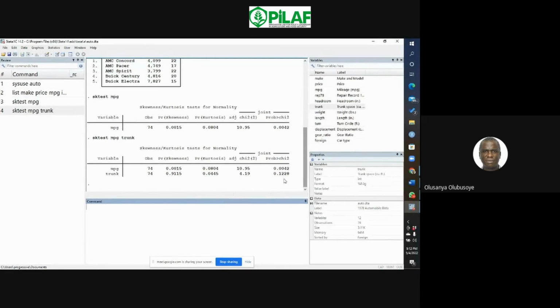But the opposite is the case for trunk. You will see that the p-value is bigger than the alpha level that we have chosen, 0.05. And when that happens, we cannot reject the null hypothesis. And therefore, we conclude that trunk is normally distributed. Is that clear?